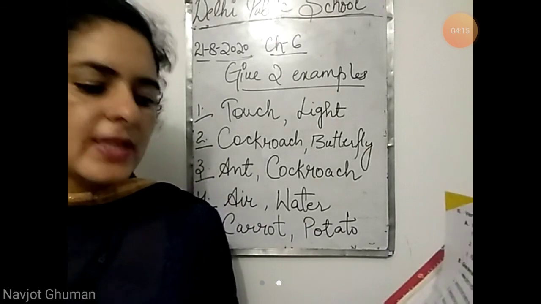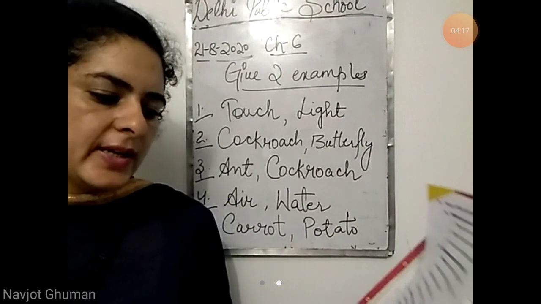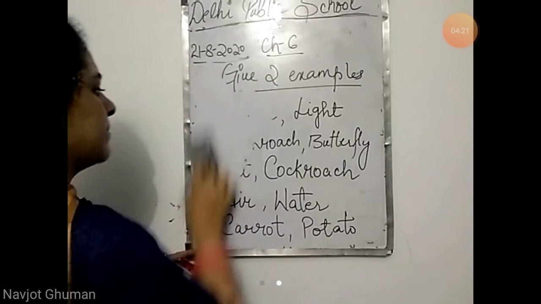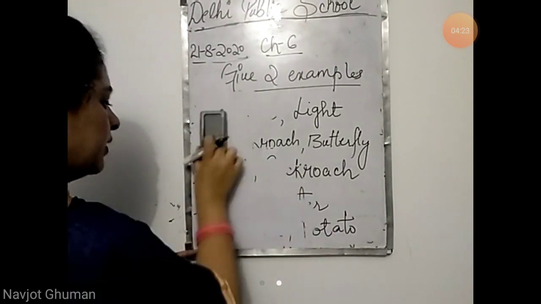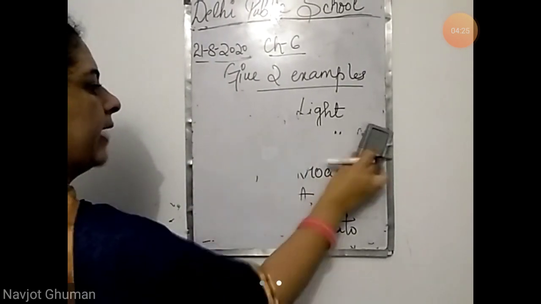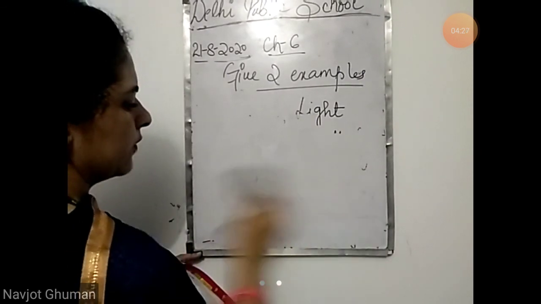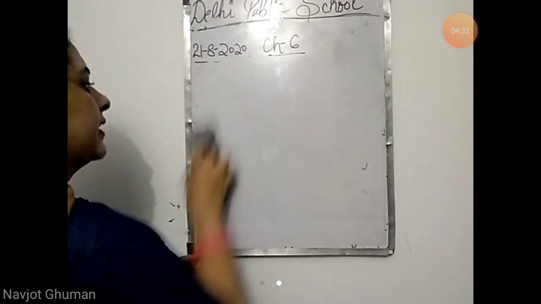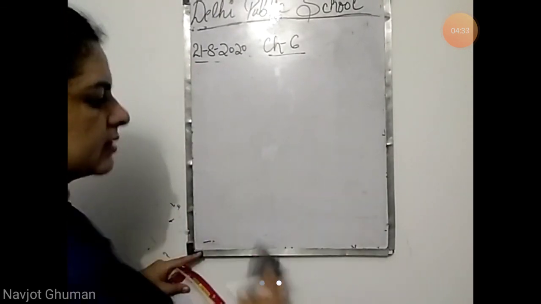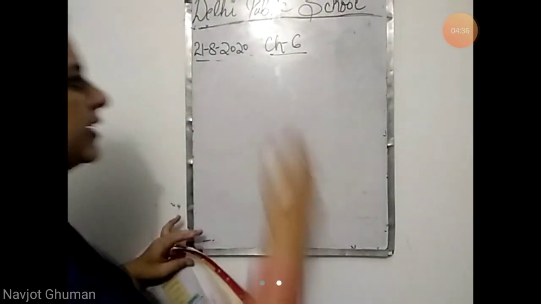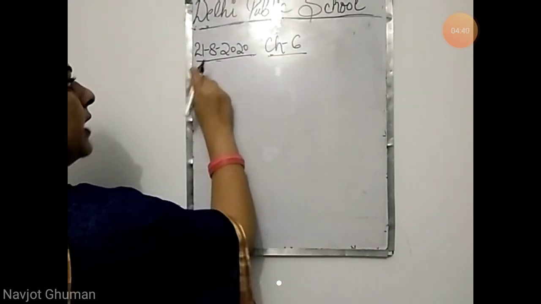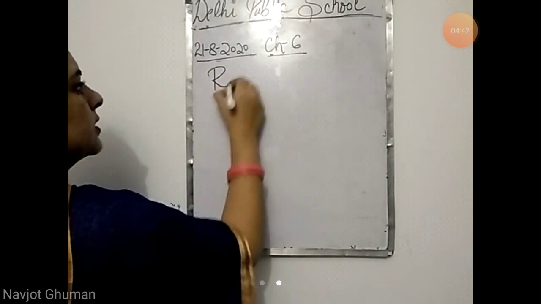Now last one is let's recall. What we have to do in let's recall, there is a map given to you in this. On the left hand side we have to write the characteristics of living things, and on the right hand side we have to write the characteristics of the non-living things. We know that the characteristics of living things and non-living things are opposite.